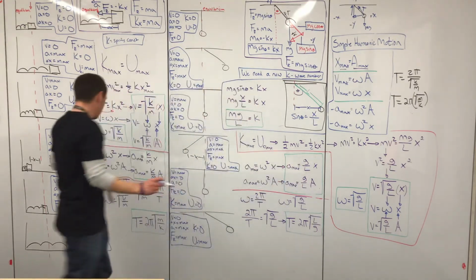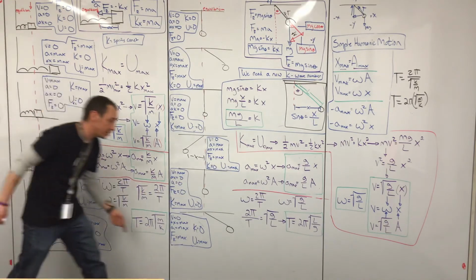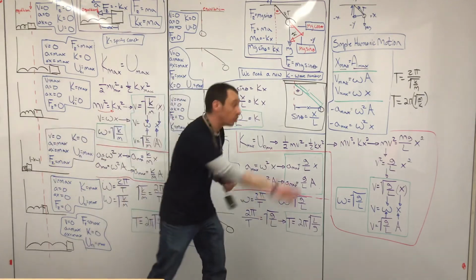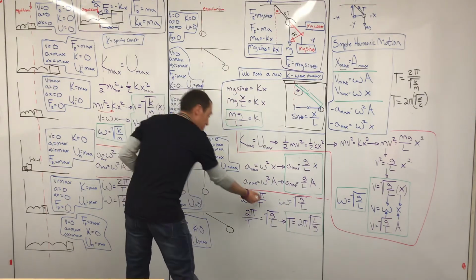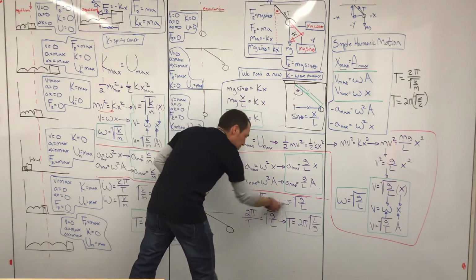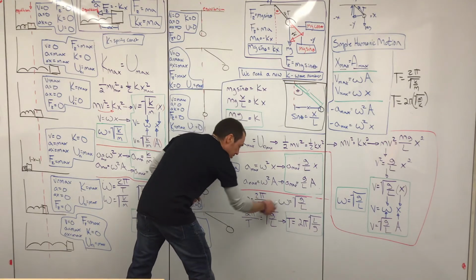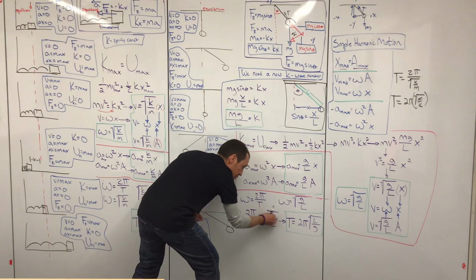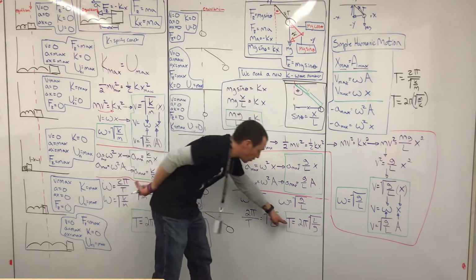And then we also want to derive the period, because we want to see how long it takes to make one full cycle or one full oscillation. So we do the same thing. Omega is equal to these two things, and since they're equal to these two things, we can set the equations equal to each other. 2 pi over T equals the square root of G over L. And then again, we solve for T.